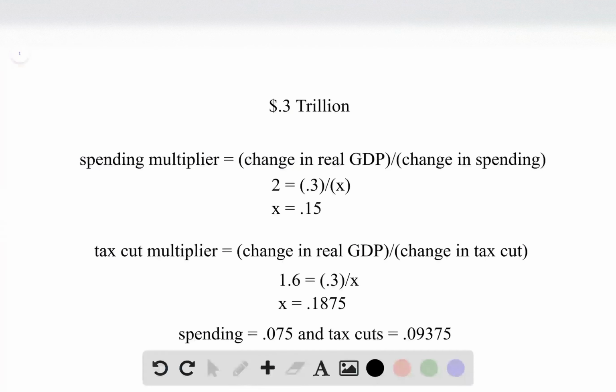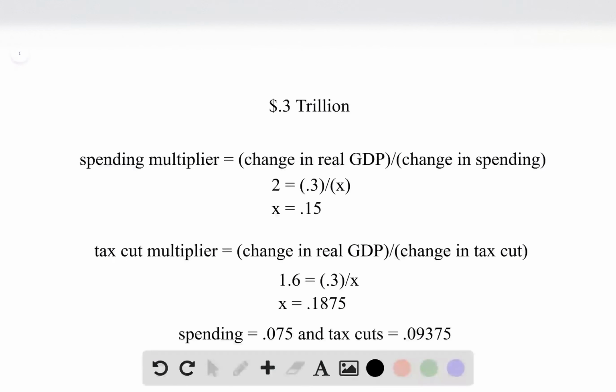For this question, we're looking to increase the economy by $0.3 trillion. And we get that by very simply just taking the difference between where the economy is at now and where its potential is. In the first question, we have to use the spending multiplier because we're trying to figure out how much government spending needs to increase in order to, after the multiplier effect, increase the economy by 0.3 trillion.